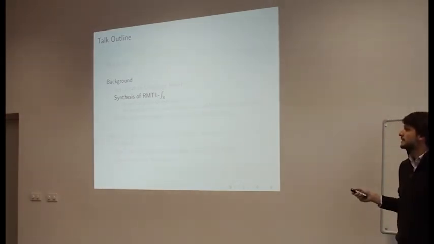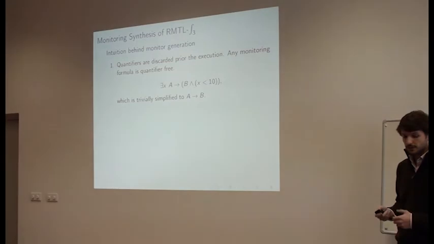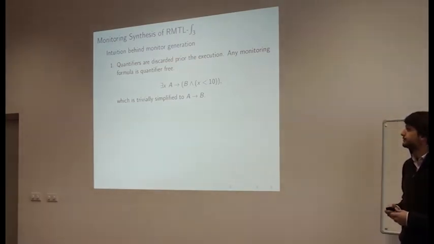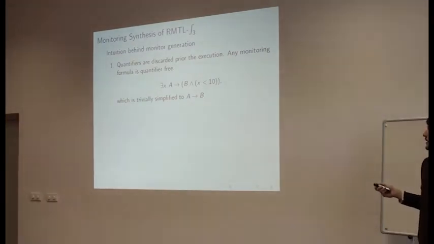Okay, now given the syntax and the intuition behind the specification language, I will show some intuition from the semantics of that language and how to synthesize it to monitors that really execute on real platforms, in this case on embedded systems. First, we can see this type of formula, which is quantified over a variable x. Then we have A that implies B and x less than 10. So basically this is trivially replaced by A implies B, because there exists an x that satisfies that. So we use that type of property.